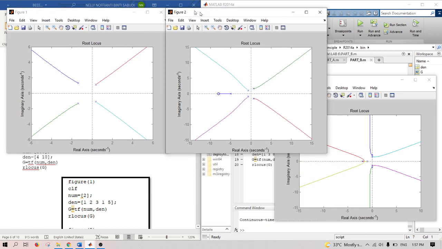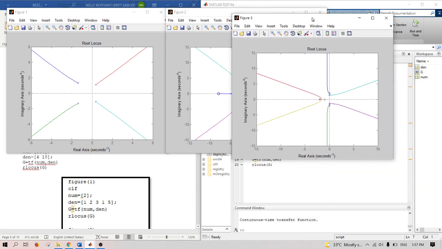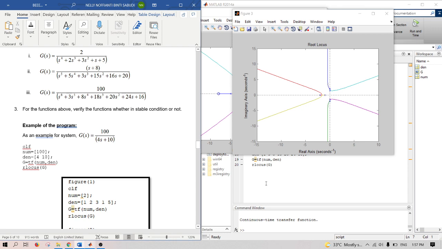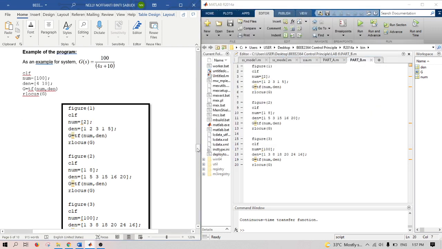Okay, this is the graph for figure 1. This is for figure 2, where there are poles at the right side and left side. That means it is unstable. And this is for figure 3, where we conclude that it is a stable system.